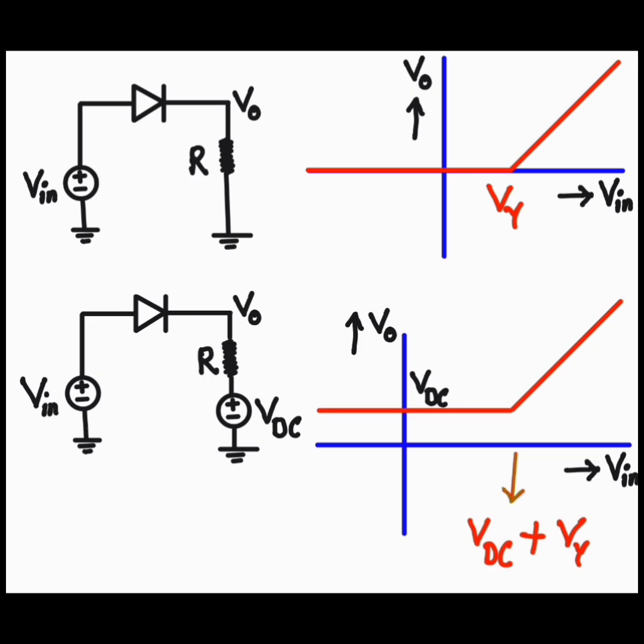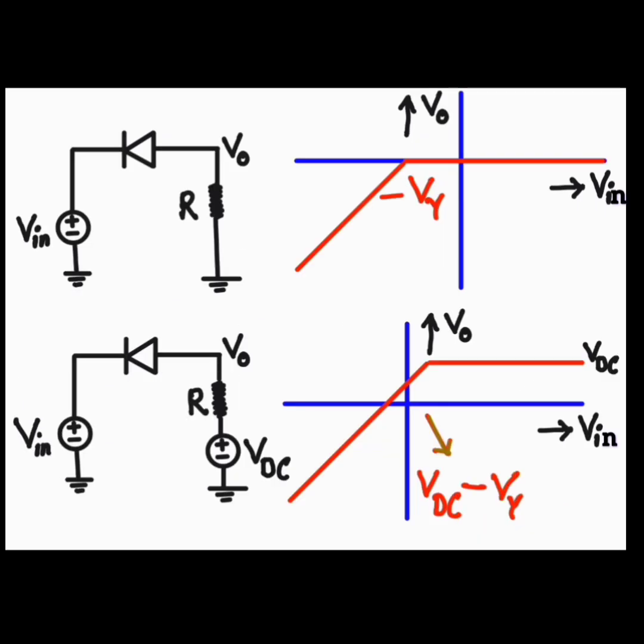Now at the output side, if I add a DC voltage, what will happen? At the N side there is already a DC voltage, so my V in has to be greater than VDC plus V gamma, then only the diode can conduct. Then my output voltage will be V in minus V gamma. If the diode is not conducting, my output voltage will be 0.